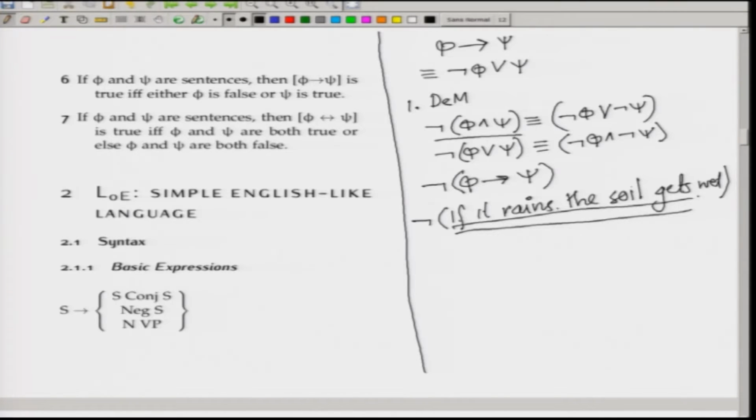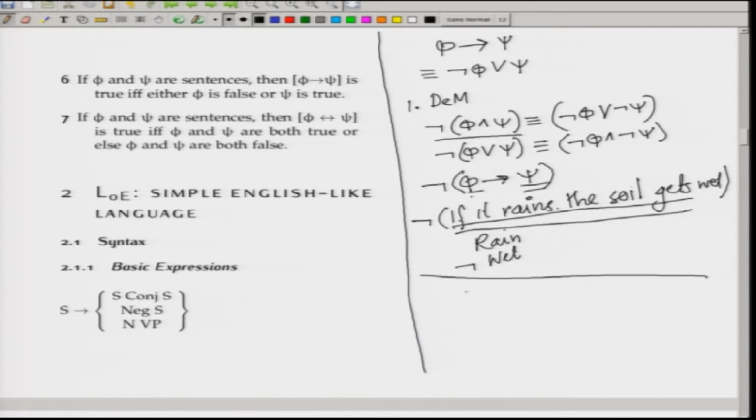Then what goes against this? What is evidence against the rule, if it rains the soil gets wet? Only one thing: when it is raining and the soil is not wet. This is the only evidence against if it rains the soil gets wet. So if the antecedent is true, but the consequent is not true, we say that if antecedent then consequent is not true, right. So that we can very easily understand.